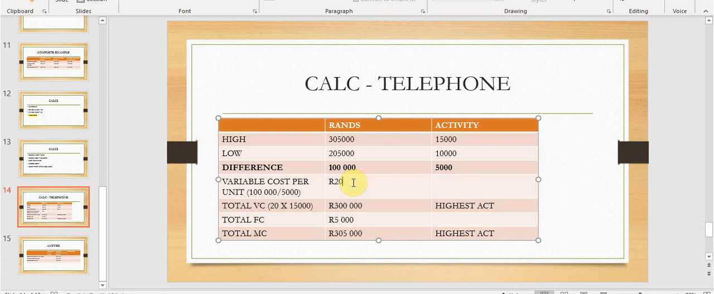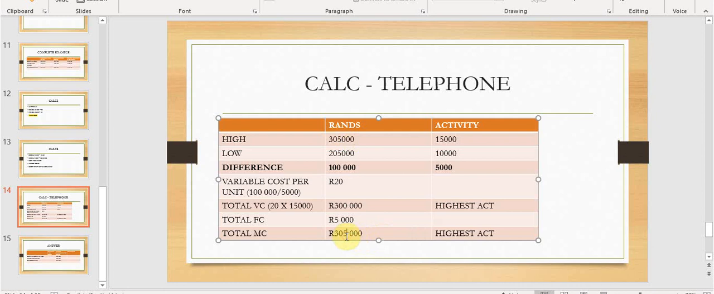Then I'm going to multiply this 20 Rand by the highest activity level to get to total variable cost. So it's 20 Rand times 15,000 units, and that gives you 300,000. I'm also going to seek the Rand value that is identified with the highest activity. So the highest activity was 15,000 units, and the Rand value relevant to it is 305.